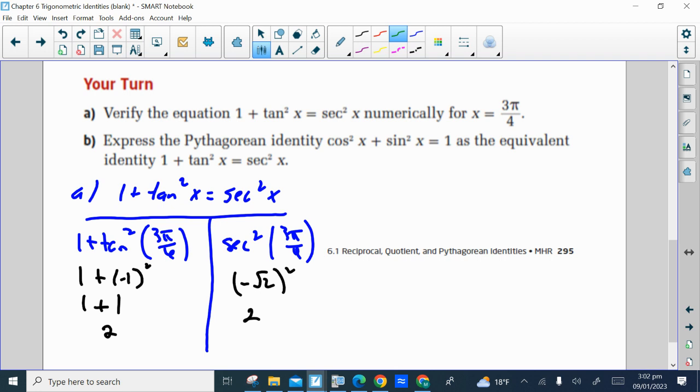Now we're going to see that it's true for all values of x except for the non-permissible ones, by again starting with the Pythagorean identity, only now we're going to divide every term by cos squared x.